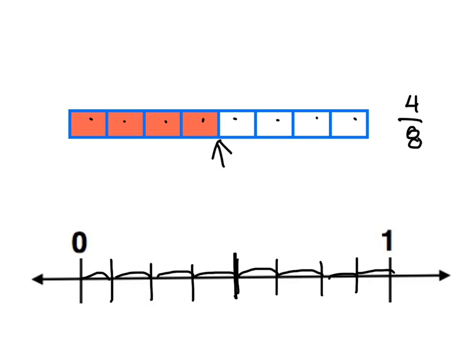So 1, 2, 3, 4 eighths is halfway between 0 and 1. Okay? It's less than 1. And that's a little bit awkward for some folks.